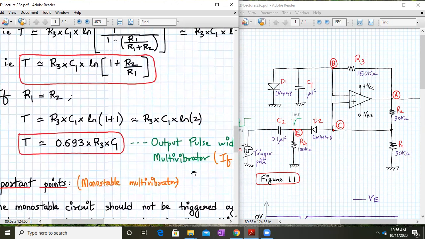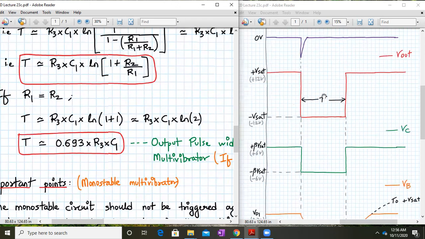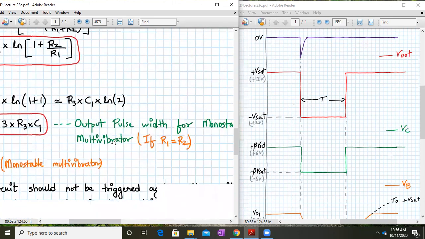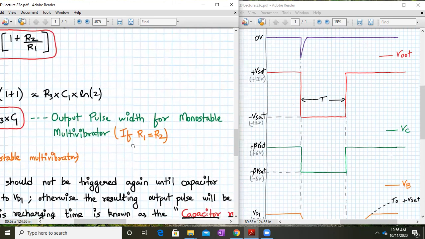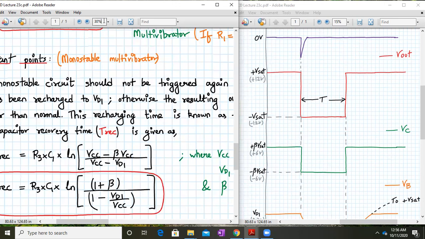As you can see, the output pulse width is totally dependent upon the R3 value and the C1 value. So hence we have derived the expression for the output pulse width, this pulse width T. It depends upon the external components R3 and C1 in case of a monostable multivibrator. Now we move on to the next topic.